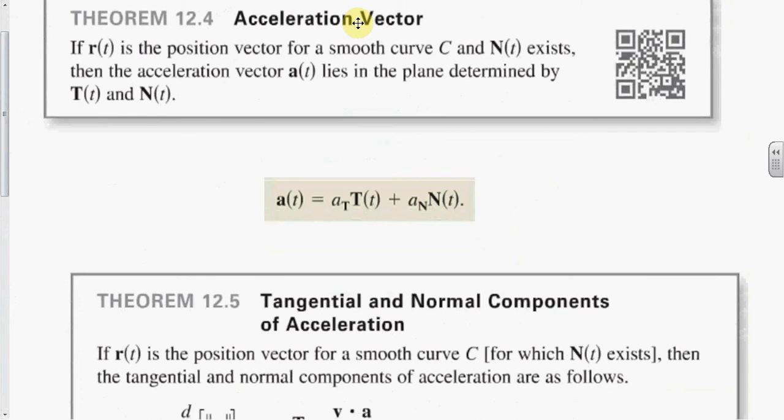So if r of t is a position vector for a smooth curve, and the normal vector does exist, then the acceleration vector is somewhere in the plane of the tangent and the normal vectors. A sub t and a sub n are said to be components, or numbers, scalars. They are coefficients: the coefficient of the tangent, some number we call a sub t, and some coefficient for the normal, a sub n. It's just the coefficient. Now those numbers are helpful.